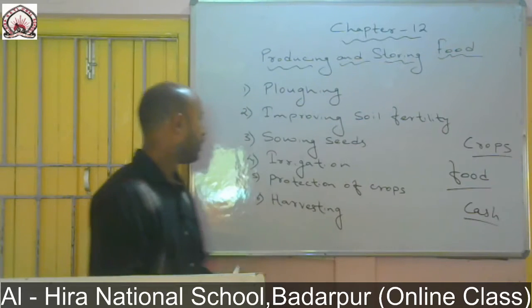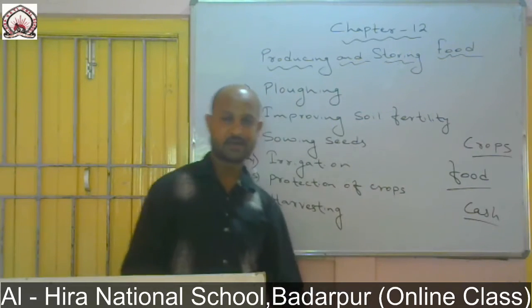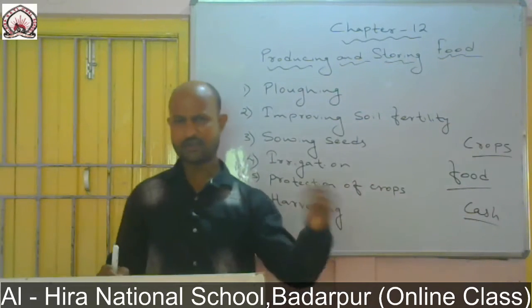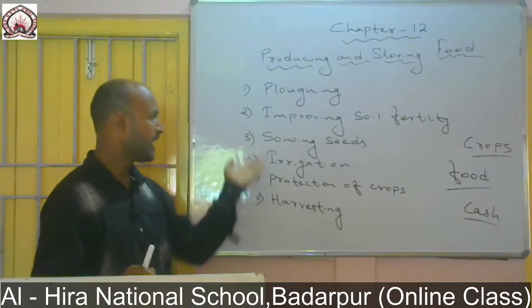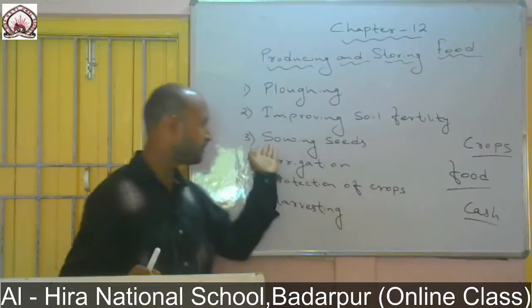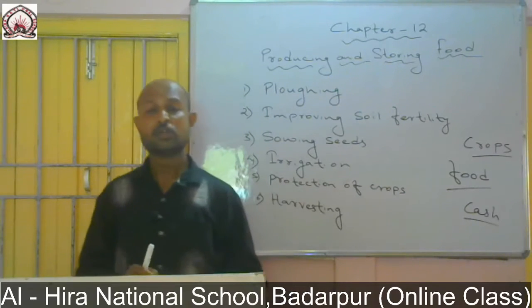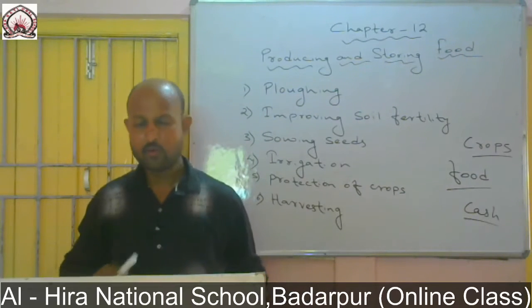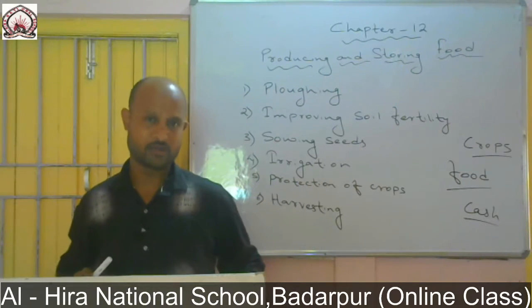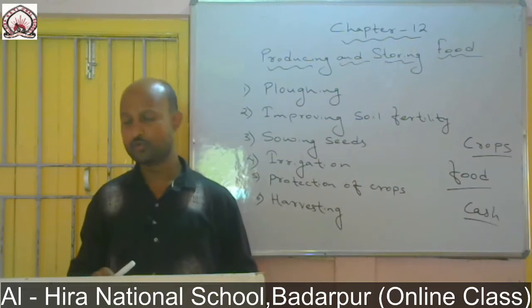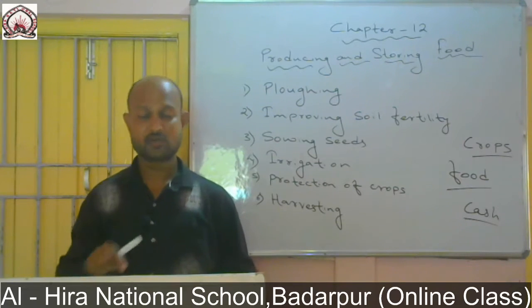Next, we have the third step, sowing the seeds. Right after ploughing, we improve the fertility of the soil. We have improved it, and the third step that we need to follow is to sow the seeds. Now that we have already improved the fertility of the soil, the thing that we need to do is sow the seeds on the soil.